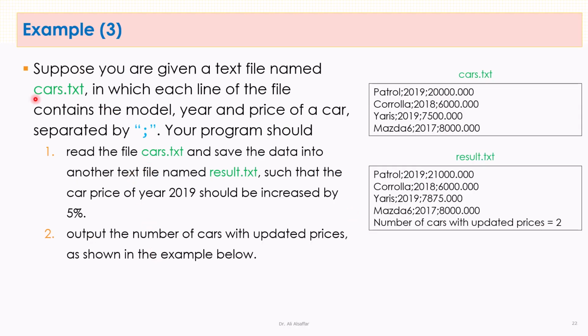In our next example, suppose you are given a text file named cars.txt, and this is a sample data inside the file, in which each line of the file contains the model, year, and the price of a car separated by semicolon. So this time the values are not separated by commas, they are separated by semicolon. So your program should read the file cars.txt and save the data into another text file named result.txt, such that the car price of year 2019 should be increased by 5%.